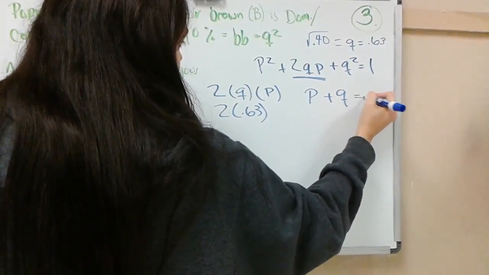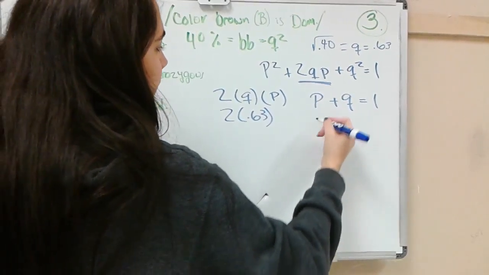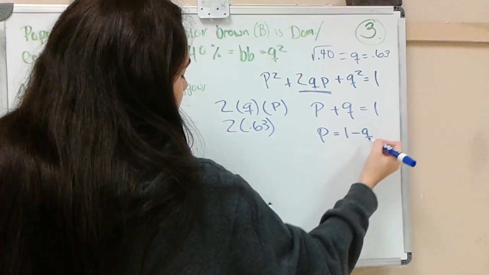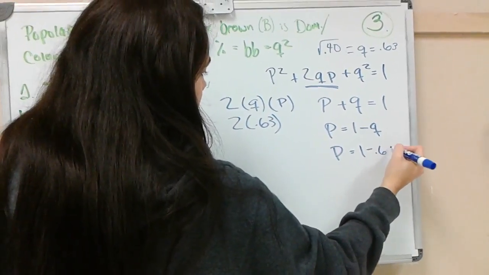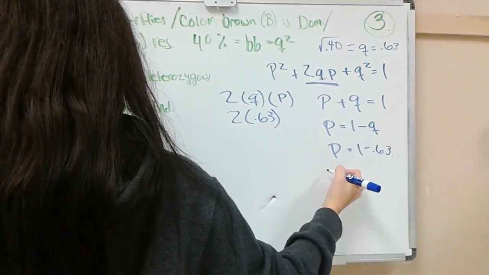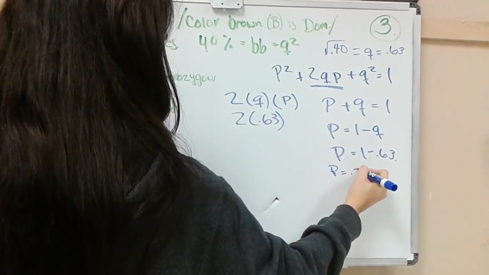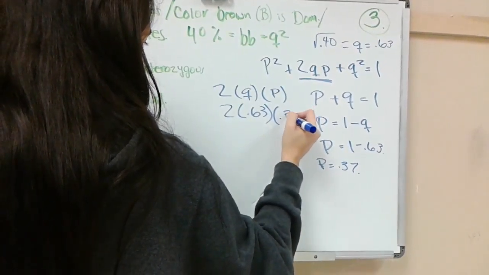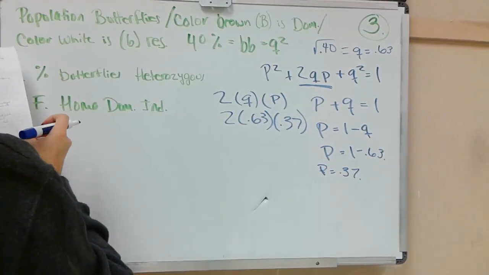Now, to get P, we're going to be using this formula, P plus Q is equal to 1. We're going to be rearranging this algebraically, and we're going to get P is equal to 1 minus Q. So to find P, we're going to do P is equal to 1 minus 0.63. And P is going to end up equaling 0.37.